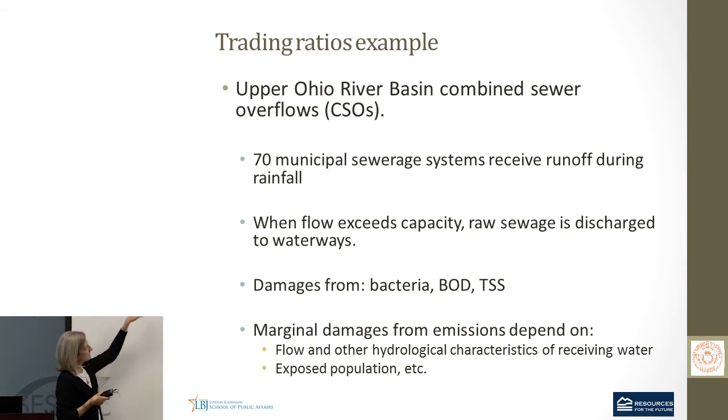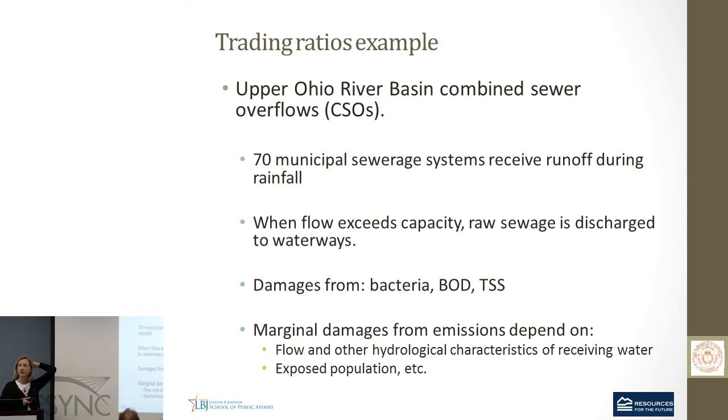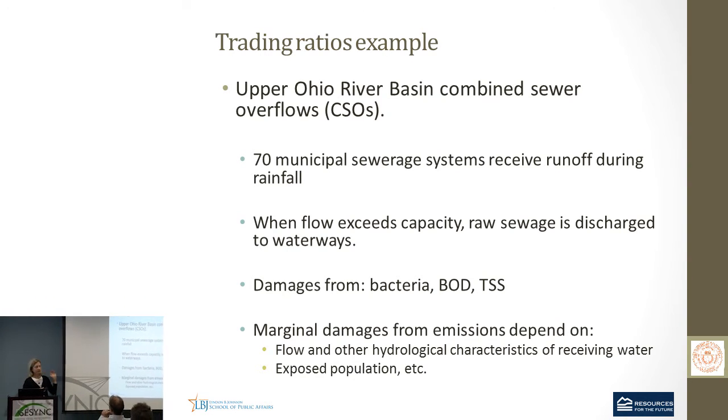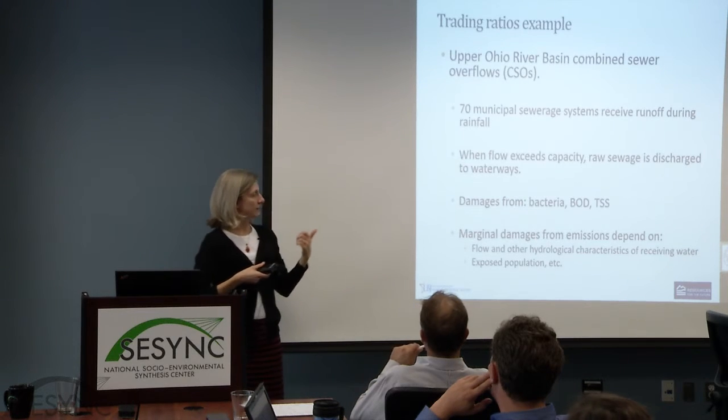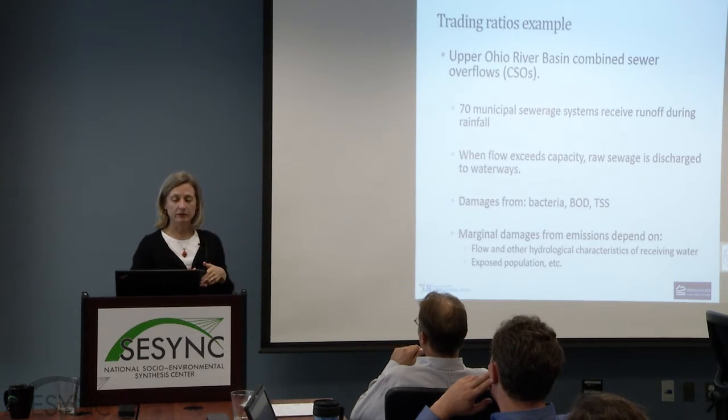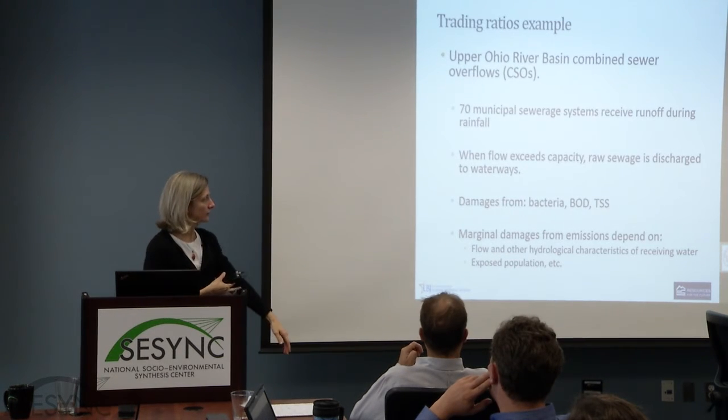So what they did is they looked at the Upper Ohio River Basin and the CSOs in the Upper Ohio River Basin. In the basin, there are 70 municipal sewage systems that receive runoff during rainfall and have these CSO permits. And the damages they were looking at were from elevated levels of bacteria, biological oxygen demand, and total suspended solids during these CSO events going into receiving water bodies.